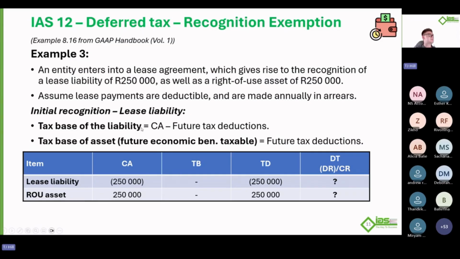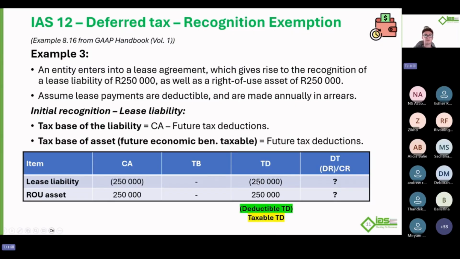On the lease liability side, we said carrying amount less future tax deductions. The carrying amount is 250 minus the 250 we will be deducting in future. It's going to take me to a 0. Okay, because it's deductible. Gives me a deductible temporary difference and the right of use asset. We can't claim capital allowances on the right of use asset because we don't own it. Therefore, tax base is 0 because my future tax deductions are then 0. Thus, temporary difference is 250.